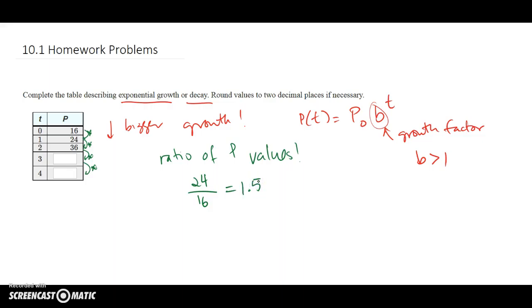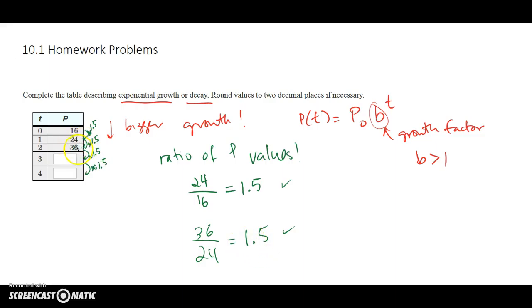1.5. And if I take the next two, if I say 36 divided by the previous one, 24, if that's also the same ratio, then this is going to be an exponential growth. And if I do that, it looks like it ends up being 1.5 again. So it means that basically to go from one to the next one, I keep multiplying by 1.5. That's why when I looked at their ratio or their quotient, it ended up being 1.5 for each two successive.